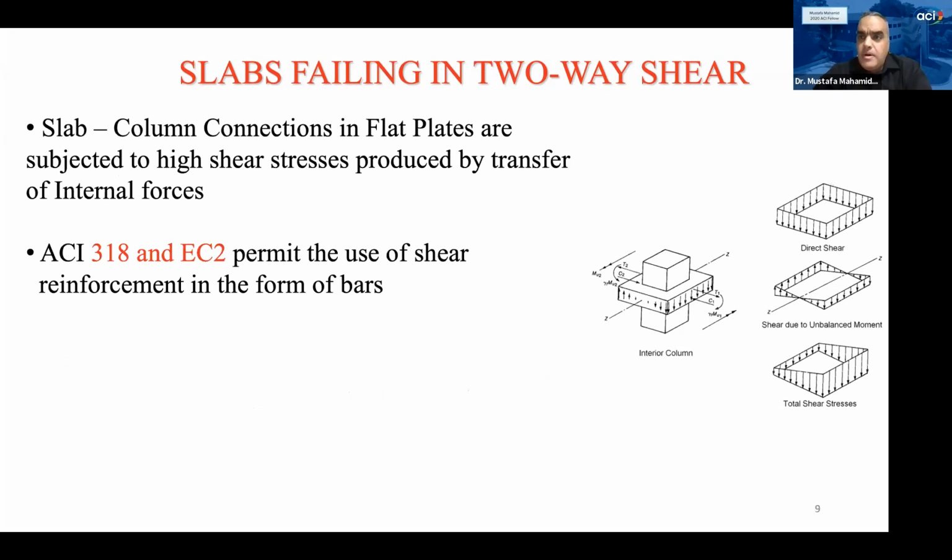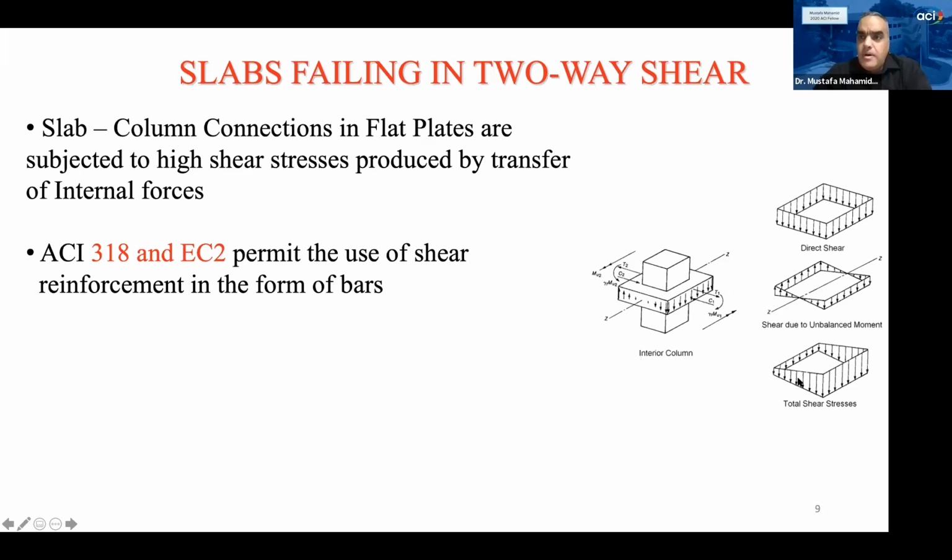So these are direct shear stresses. And then we have shear due to unbalanced moment. So we do have the unbalanced moment due to bending, or due to the drift of the building, as we will see later. That produces flexural stresses as shown here. If we add those together, we have such a trapezoidal stress distribution on the slab.